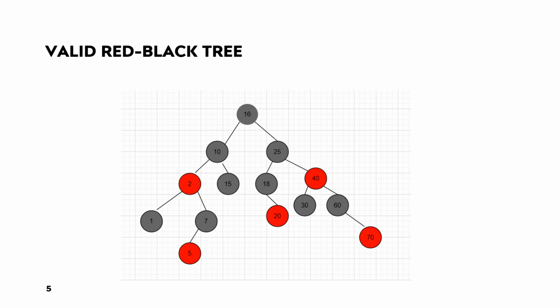Starting at the top of the tree and going down to 10 and then 1, we count 3. We go down from 16 to 10, then 15, that's 3. 16, 10, 7, 3. 16, 25, 18, 3. 16, 25, 30, 3. 16, 25, 60, 3. So we see that the black depth is maintained throughout the entire tree. And every single leaf node is in fact a nil node, since the leaf nodes at the end are trailing off into nil nodes.